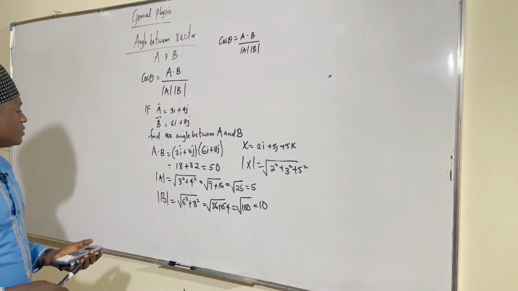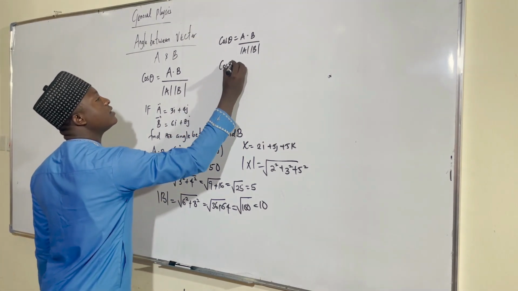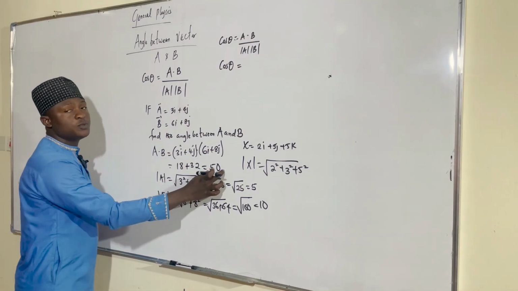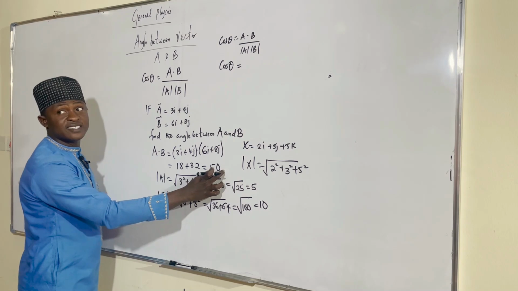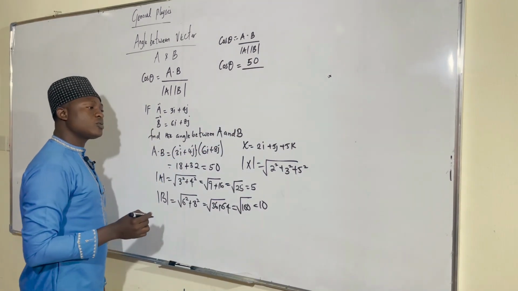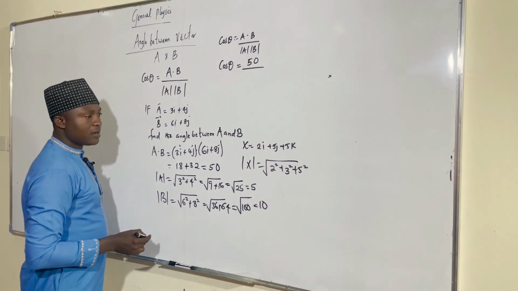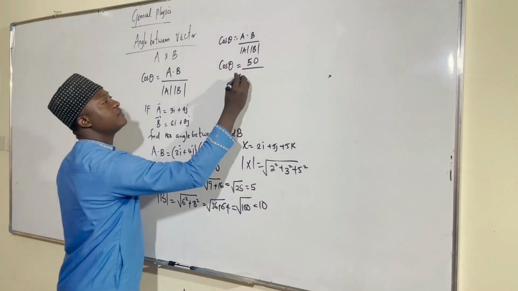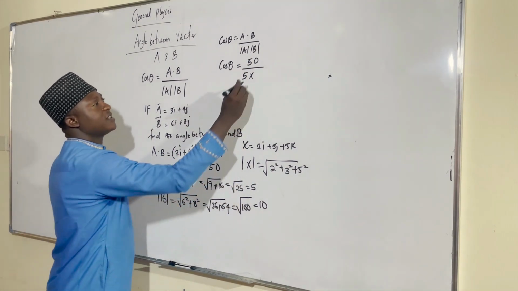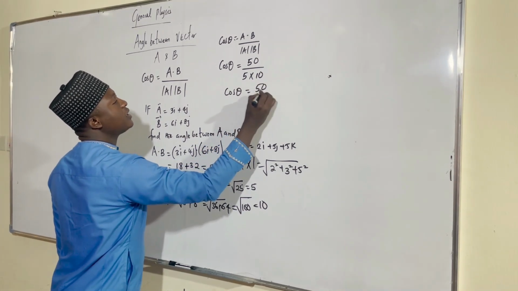So now let's substitute what we get in each value. I can have cos theta equal to A dot B. What do you get for A dot B? You can see our A dot B we have 50, right? Yeah, good. I have 50 divided by absolute of A. What do we have for absolute of A? Absolute of A is 5 multiplied by absolute of B. What do we have there? We have 10. Good. So here we have cos theta is equal to 50 divided by 5 times 10.